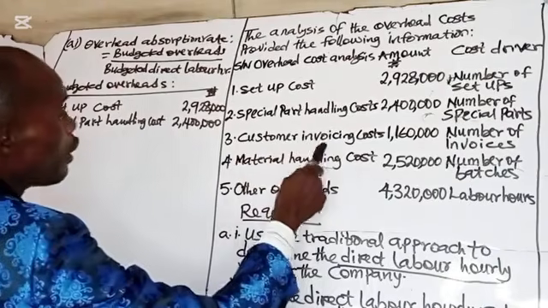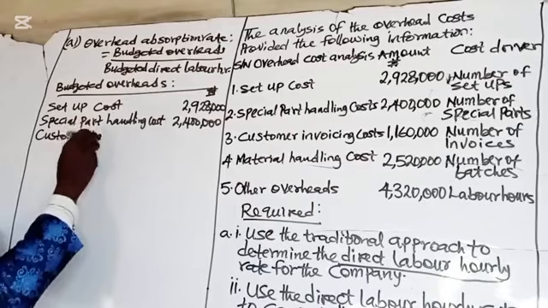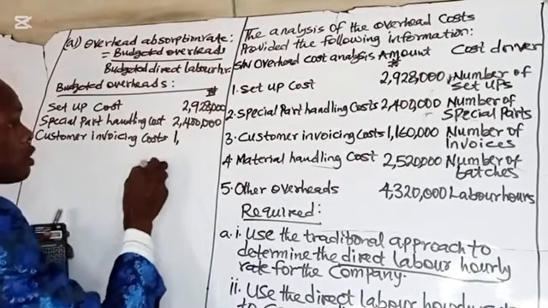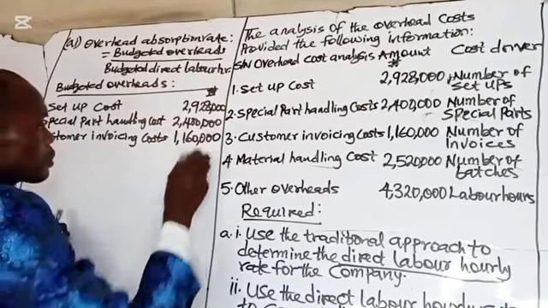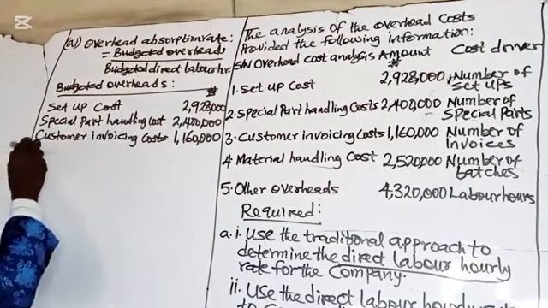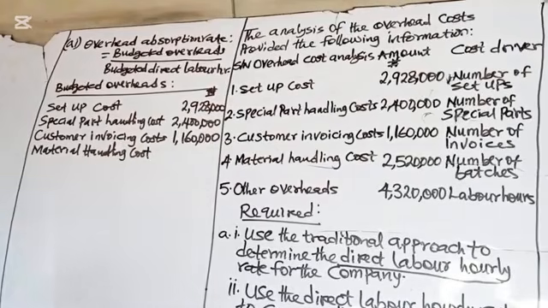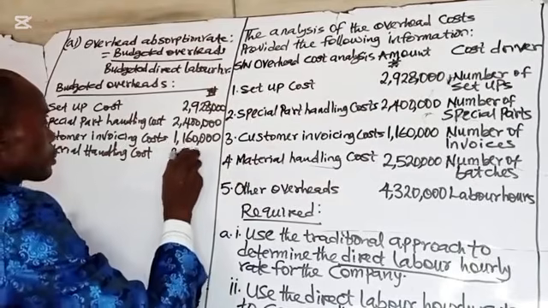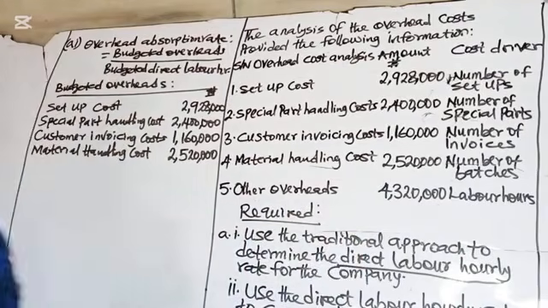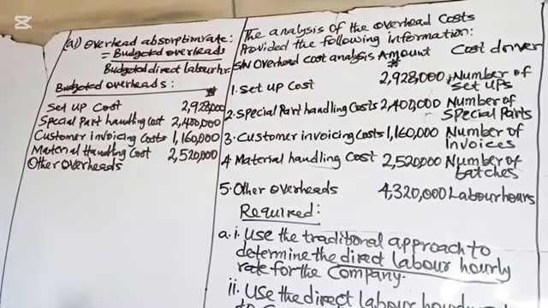Number 3 is customer invoicing cost, 1,160,000. The next item is material handling cost, 2,520,000. Then number 5, we have other overheads, 4,320,000.